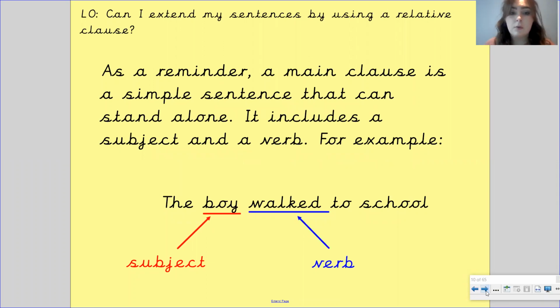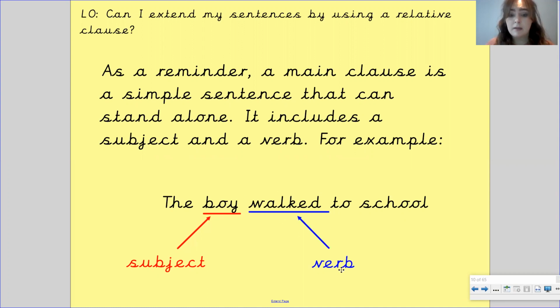Now, before we get on to what a relative clause is, just as a reminder, a main clause is a simple sentence that can stand alone. It includes a subject and a verb. So, for example, the boy walked to school. The boy is our subject and walked is our verb.